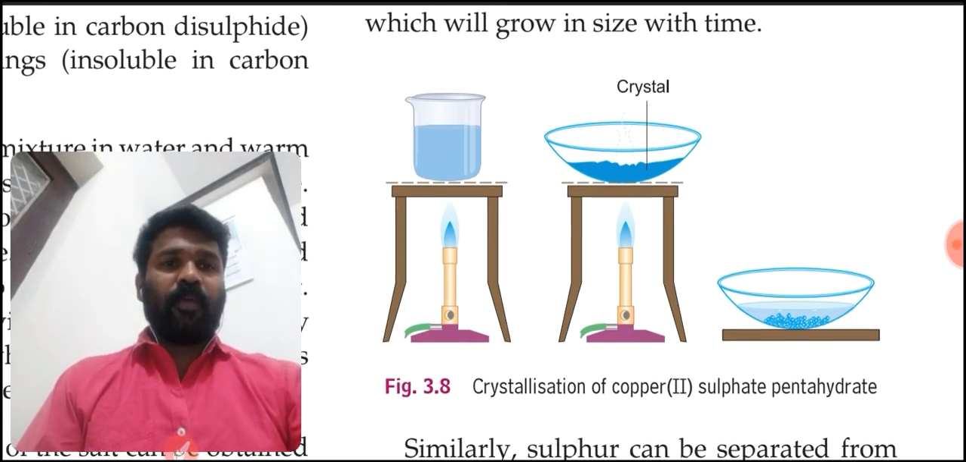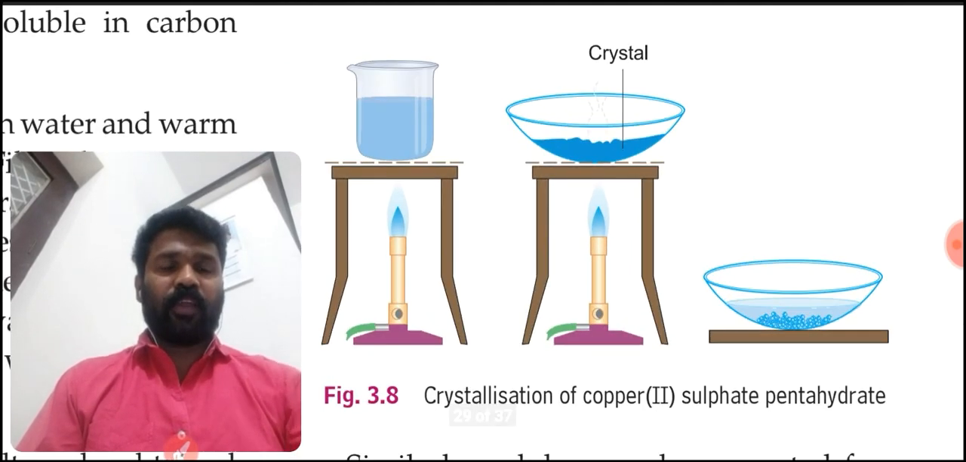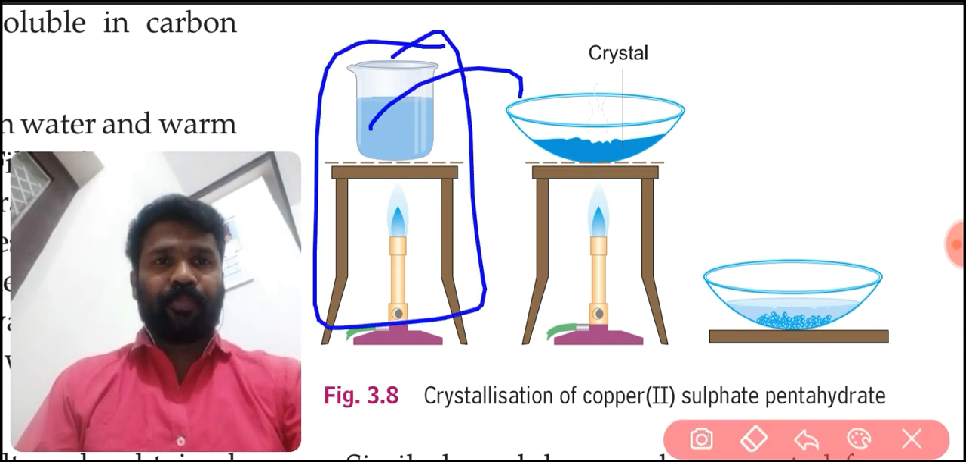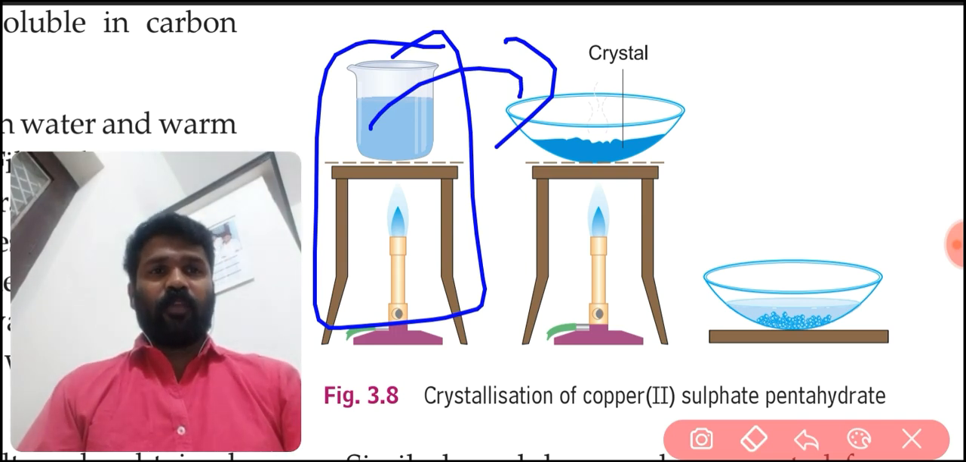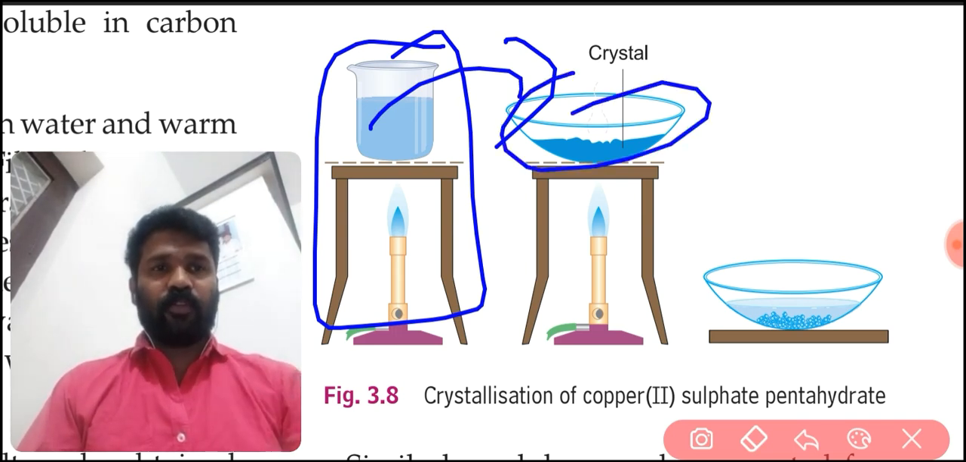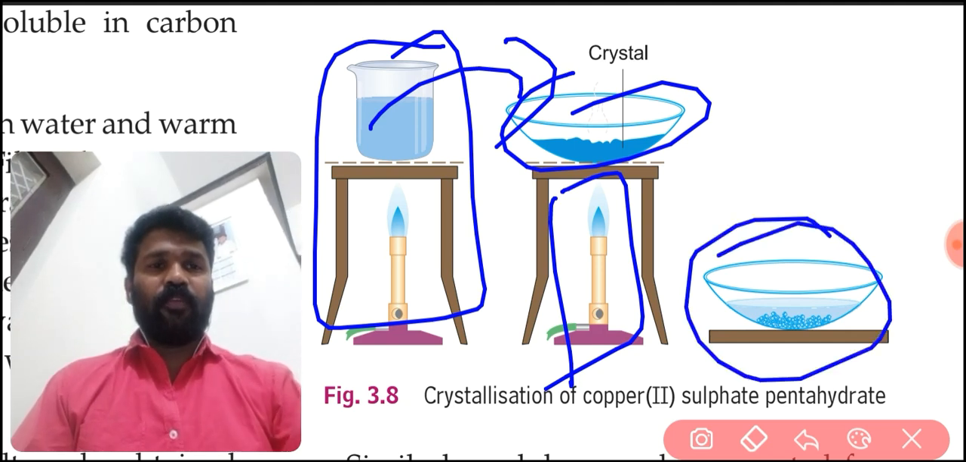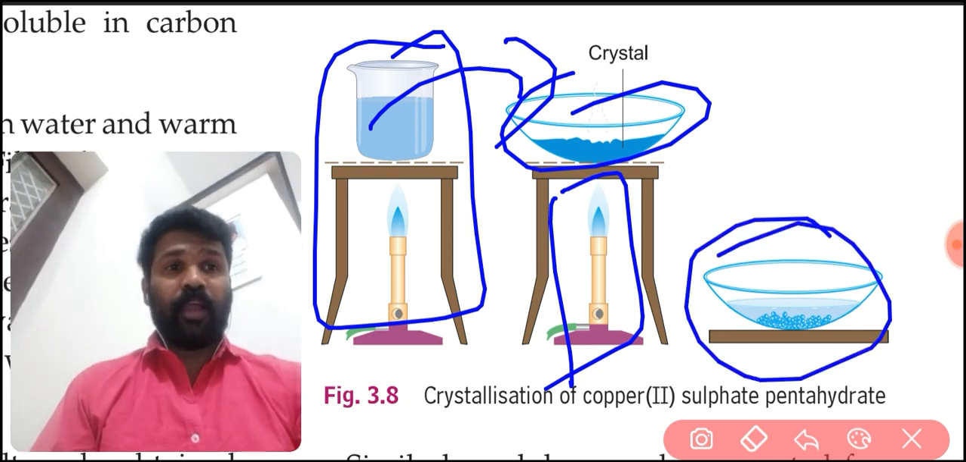Okay, this is the diagram: crystallization of copper sulfate pentahydrate. First we have to make the solution. Then we have to pour the solution in a china dish. Then heat it with the burner. Clear? At last we will get the crystals of copper sulfate pentahydrate here.